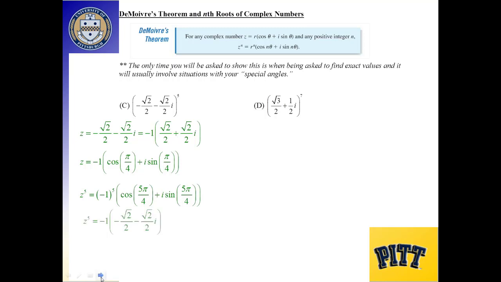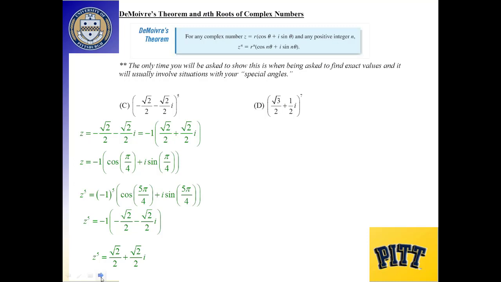Negative 1 to the 5th power is negative 1. The cosine of 5 pi over 4 is negative square root 2 over 2. The sine of 5 pi over 4 is negative square root 2 over 2. But I'm multiplying through by negative 1, which gives me square root 2 over 2 plus square root 2 over 2i. So that would be the final answer for that.